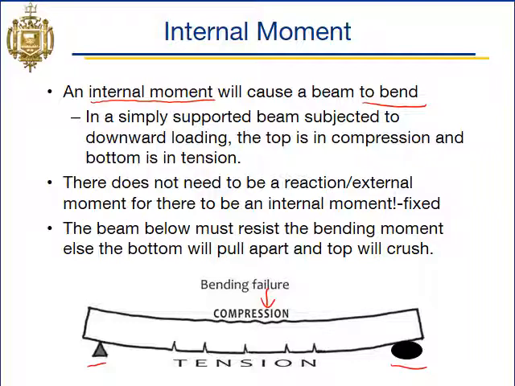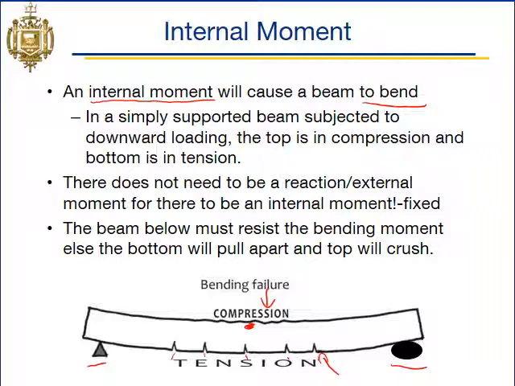But we can see here with this internal moment in the beam, we get bending, and in this type of bending, we see tension in the bottom, which gives us pull apart fractures here in the bottom, and we see compression in the top, which is going to give us some crushing in the top. So our beams need to be able to resist bending stresses and bending failure, else they'll pull apart in the bottom and crush in the top.